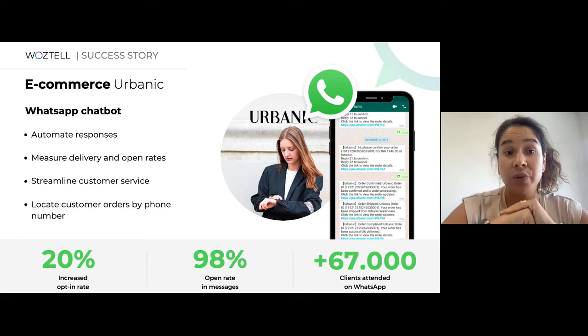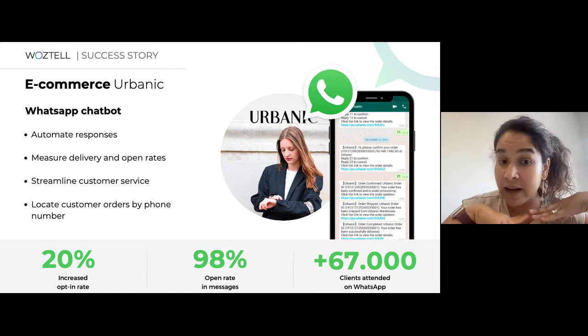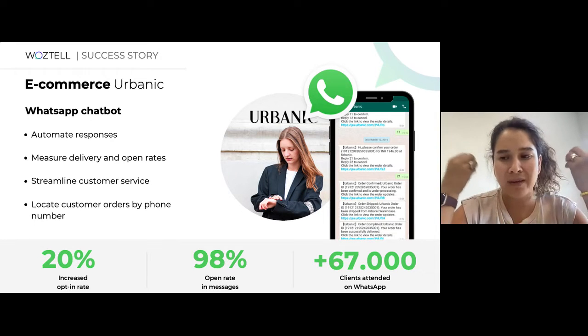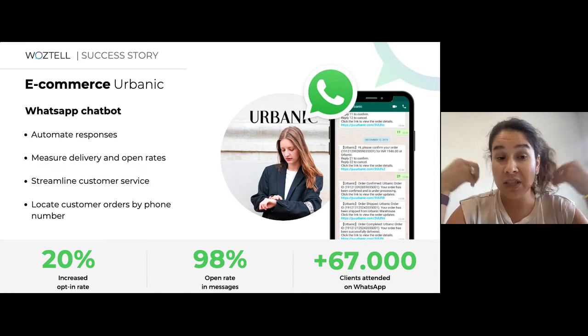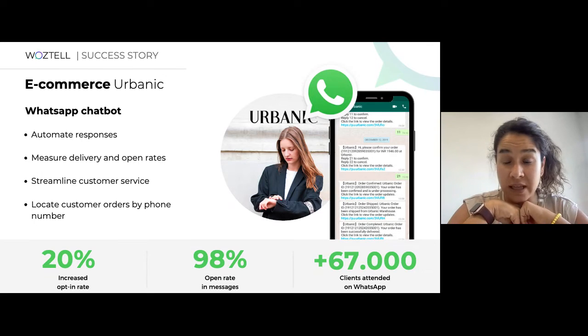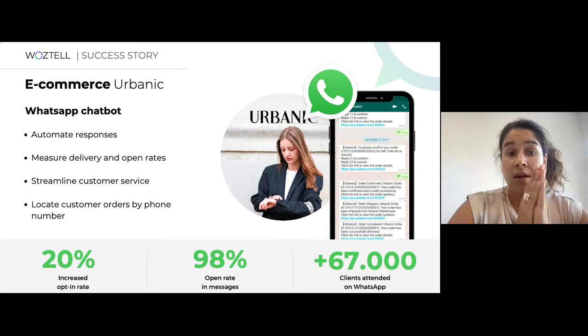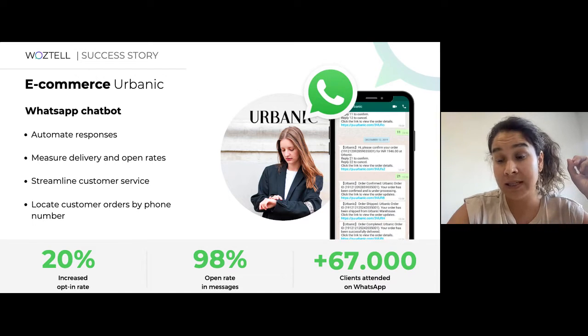Because you need to keep moving forward. So with Urbanic, what they did was create a chatbot where they automate responses, measure delivery and open rates, streamline customer service, and locate customers' orders by phone number. What happened is, when you have an e-commerce and everything is online, customers can get a bit frustrated because they have to wait online for somebody to speak to them. So what they did was create automated responses. They created a chatbot that asks, how can I help you? Check a delivery, need help with a product, and then directs them.